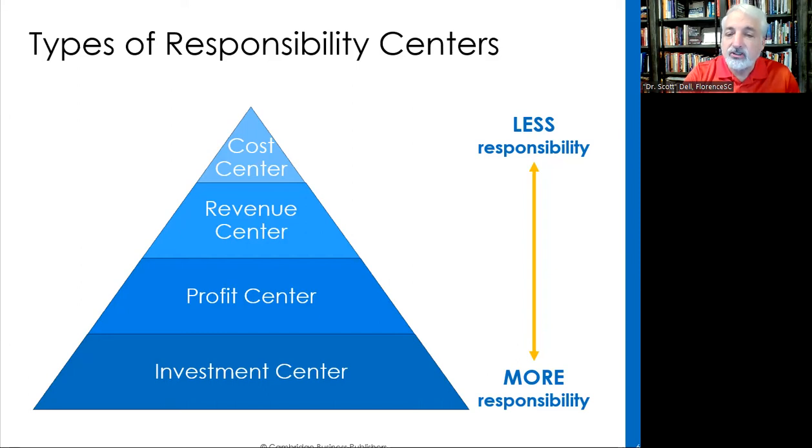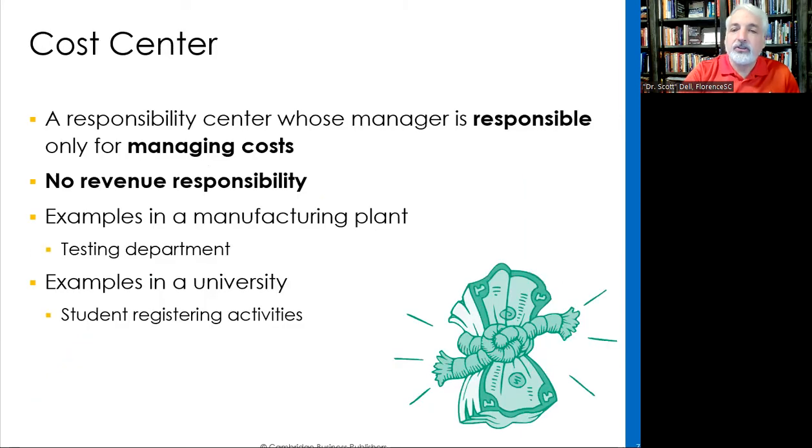And the most responsibility or highest level is usually that investment center. And that's usually the C-suite, the folks that are making the big bucks to make the big decisions and to allocate resources and what they're doing and how they're doing it. So if we take a look at a cost center, again, managing costs is a responsibility, zero revenue responsibility. And we talk about the manufacturing plant, a testing department, other departments in the manufacturing side of the house.